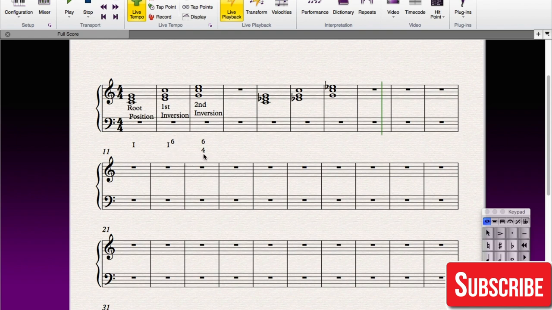And the 6-4 will also be similar. It will have a one somewhere, something like this, and then the 6-4 will be written to show you that this chord is a second inversion chord. So this is basically all the information that you need to understand in terms of figured bass notation and root position chords, first inversion chords, and second inversion chords.